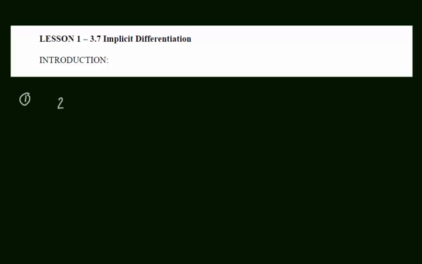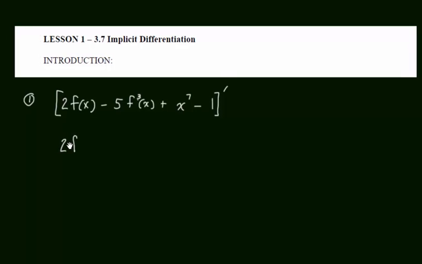So consider the expression 2f of x minus 5 f of x cubed, you might say f of x to the power of 3, plus x to the power of 7 minus 1. What I'm going to ask you to do here is to take the derivative of this expression. So let's see, we would have 2 times the derivative of f, which would be f prime of x.